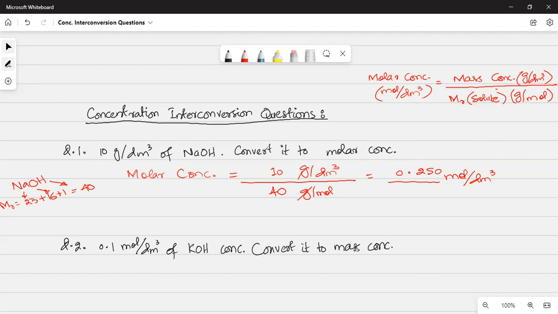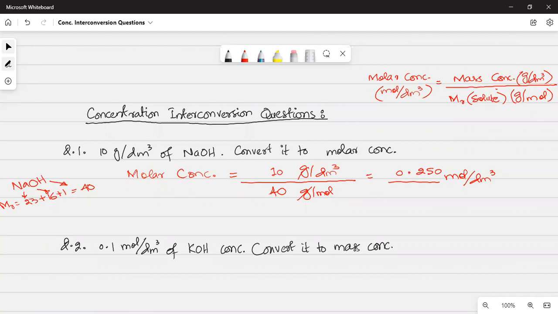Then go ahead, solve question number two. However, in question number two, you will need to rearrange the formula a little bit. Go ahead. If you can solve the first one, I think you would easily be able to do question number two correctly. Take your time. When you're done, let me know. Yeah, 5.6 grams per decimeter cube.